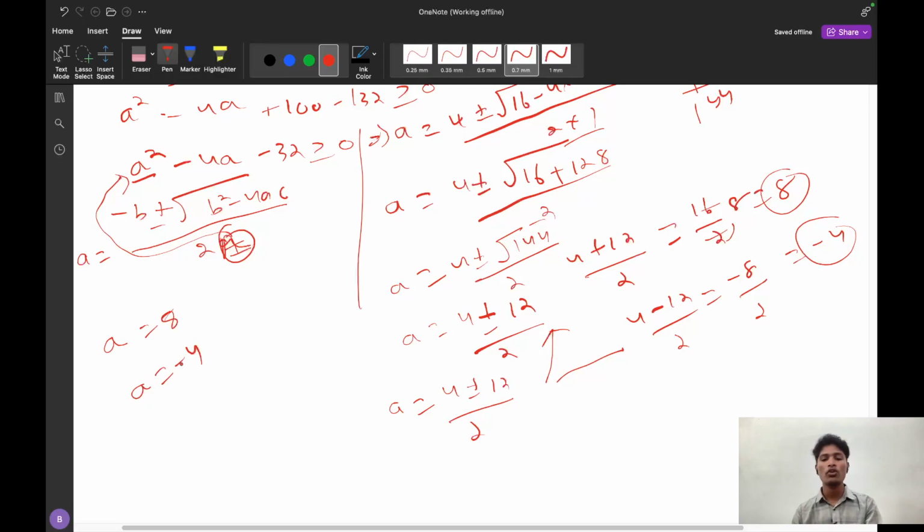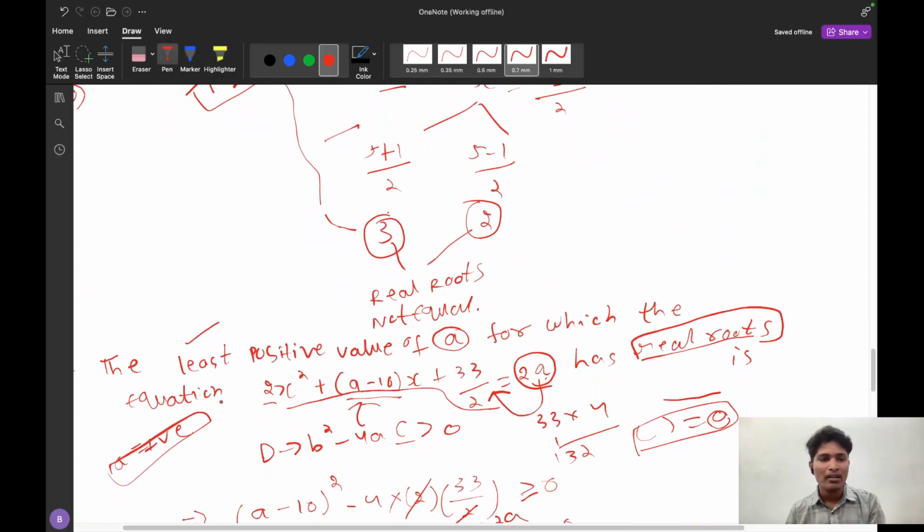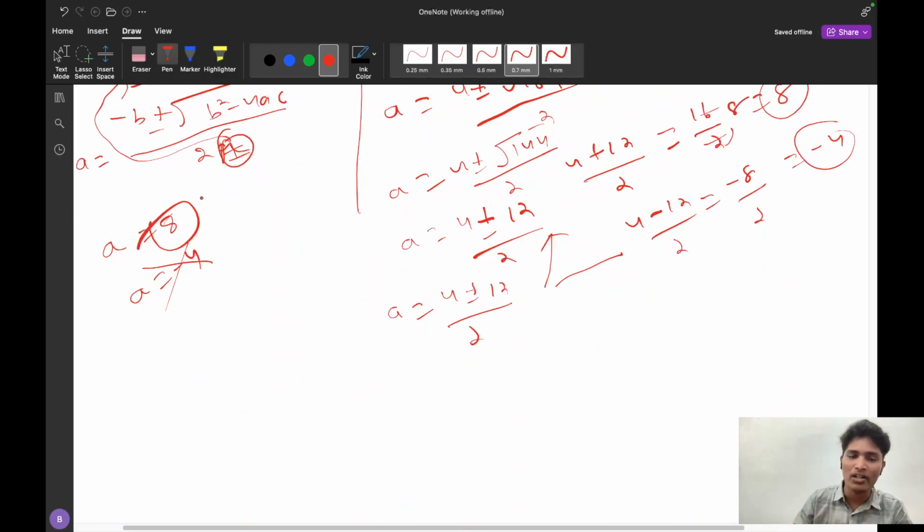But in the question what they said? In the question they said least positive value. You have to report least positive value. So after finding the values of a, simply compare which is positive. It is negative, so it is rejected, so it is the value. So a equal to 8 is the answer. Yes, like this you have to solve.